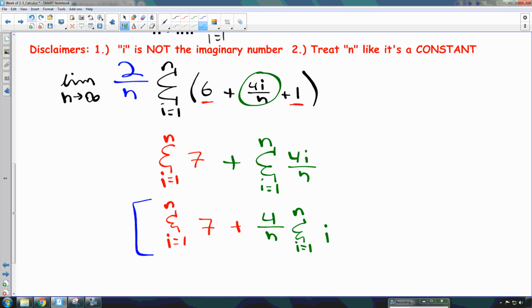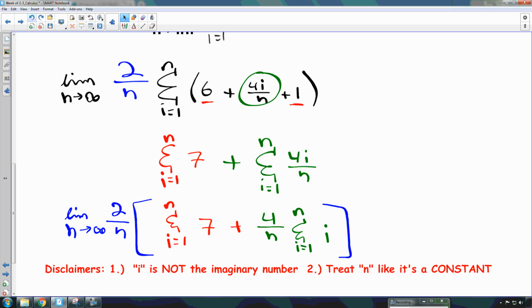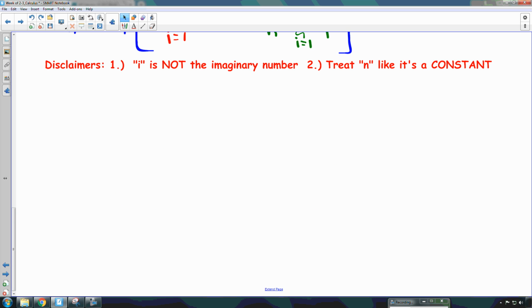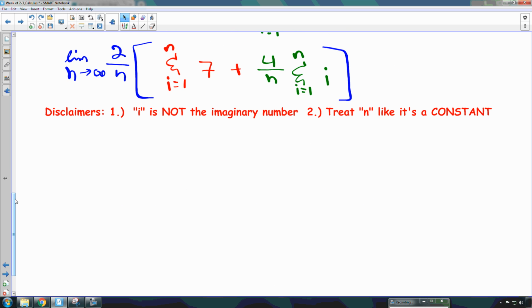So there's where we are, but what should have been outside the whole time? Well, I like sometimes to use a lot of parentheses. The 2 over n was still there, and the limit as n goes to infinity. I'll bring down this disclaimer so we can keep it at the forefront here. We're treating n like a constant, so that's why we're pulling it out in front of things.